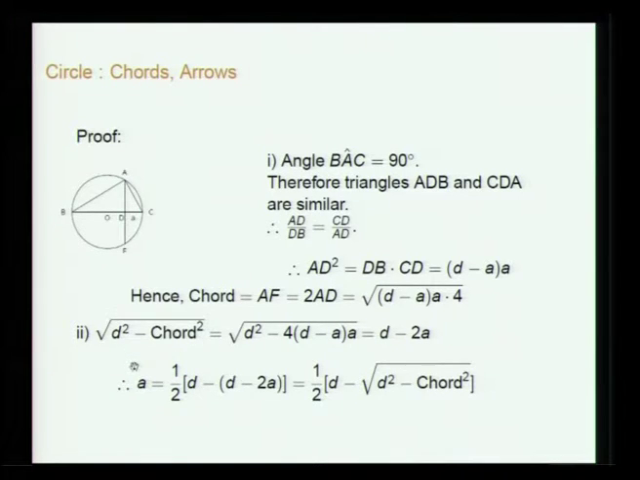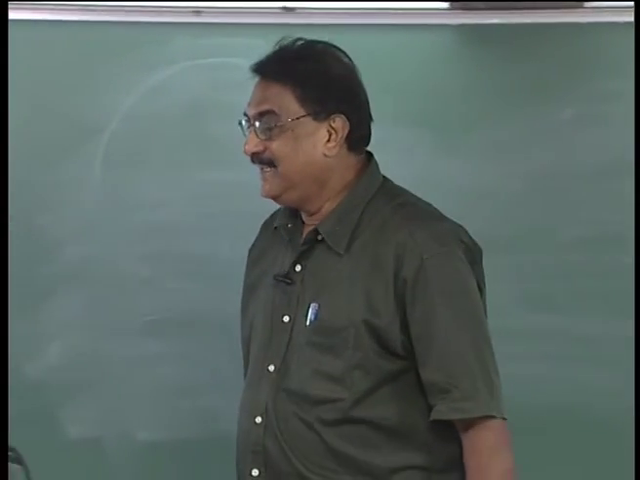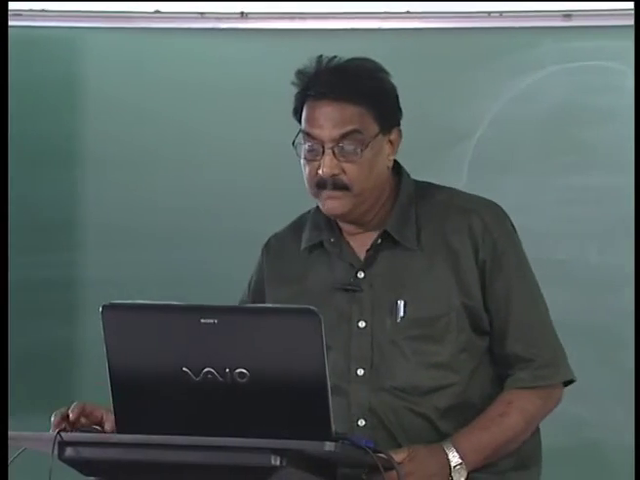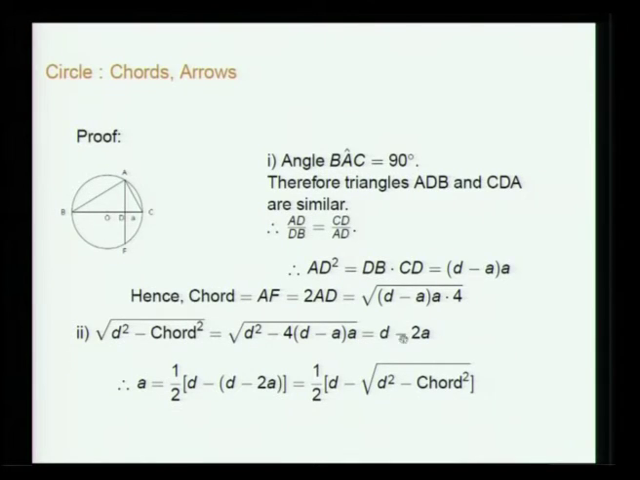I hope it is taught in schools now, because in our early days we certainly had this result given to us in high school. Similarly, if you take the square root of D squared minus chord squared, you will get D minus 2A. So the arrow is half of D minus 2A, which is half of D minus this. So these are stated results.